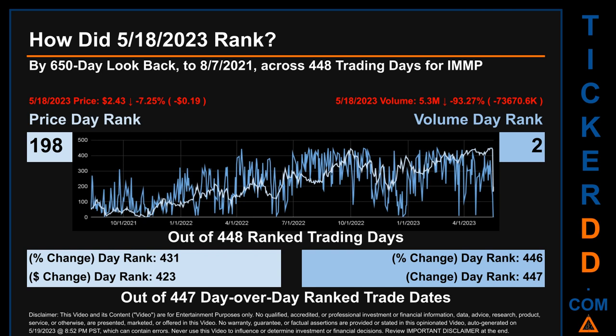The line graph overlays price and volume's daily ranking, as shown respectively in light versus dark blue, across those target days' trading days. In this view, essentially the dips are good whereas the spikes are bad. The price's day-over-day percentage change, dropping -7.25% on May 18, 2023, had a day rank of 431 while its dollar difference of 19 cents had a rank of 423 when compared day over day across 447 trading days. Volume's percentage change and difference were ranked respectively at 446 and 447.